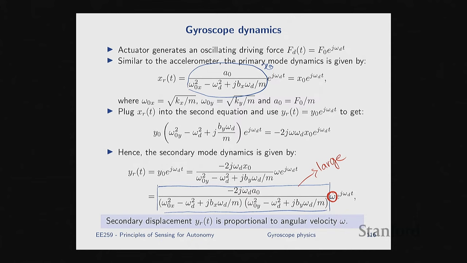So if you want this to be large, how do you make this large? You make the numerator large and the denominator small. If you start with the denominator, look at these terms. You have omega 0 x squared minus omega d squared, omega 0 y squared minus omega d squared. So how about we start with making these terms 0? That makes the denominator small, should help with the sensitivity.